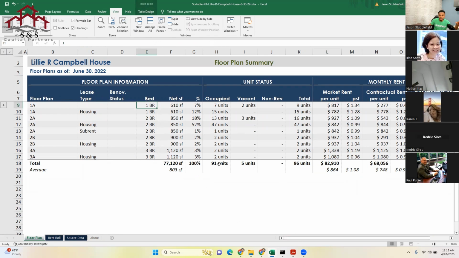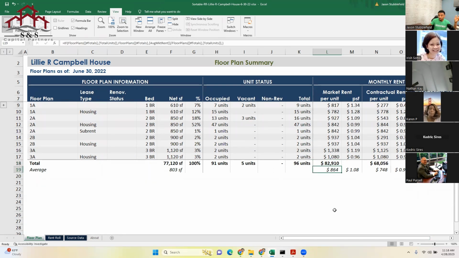So just a snapshot, 91 occupied units. What we had, 95 vacant units. So this is a 96 unit property. As you can see in the total square footage is what you have here, and the per unit summary, right?